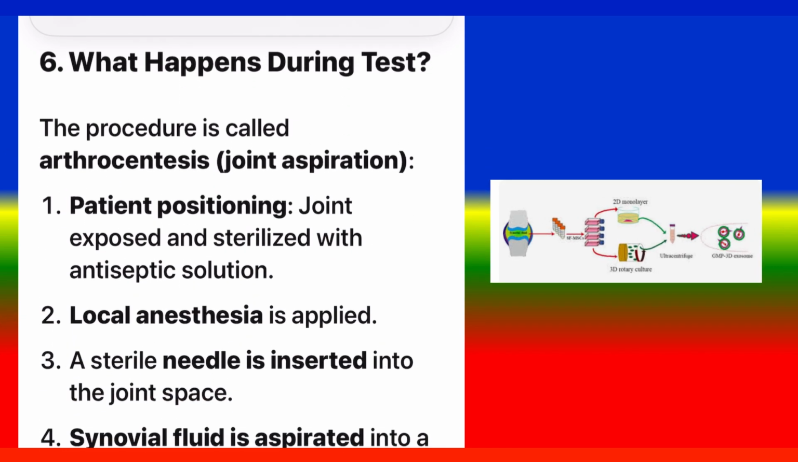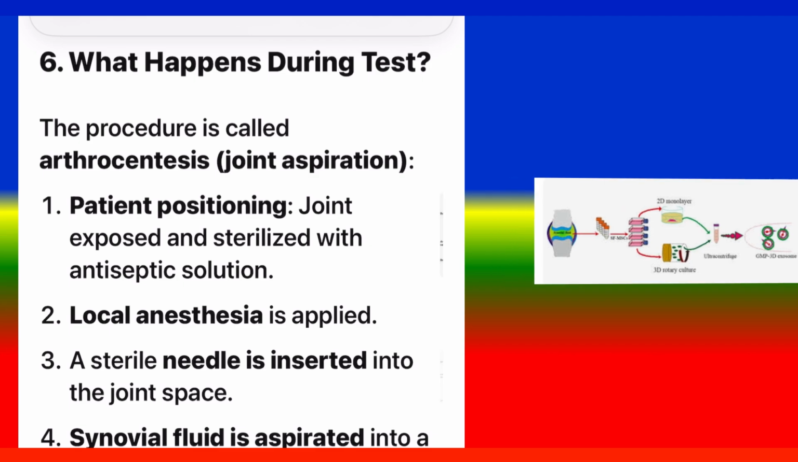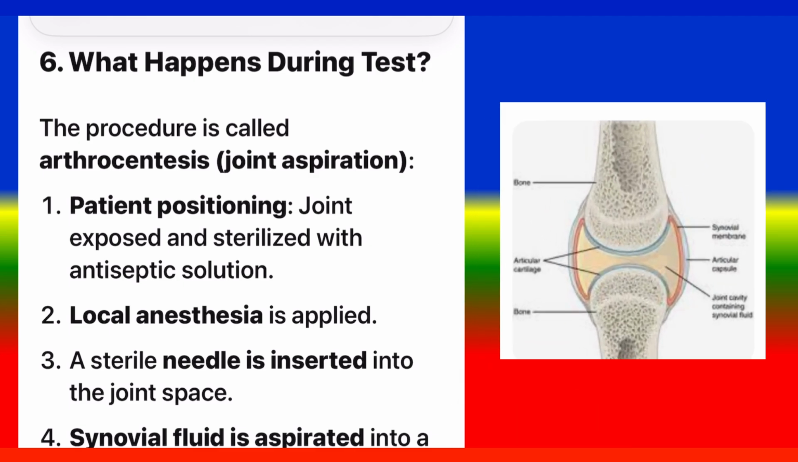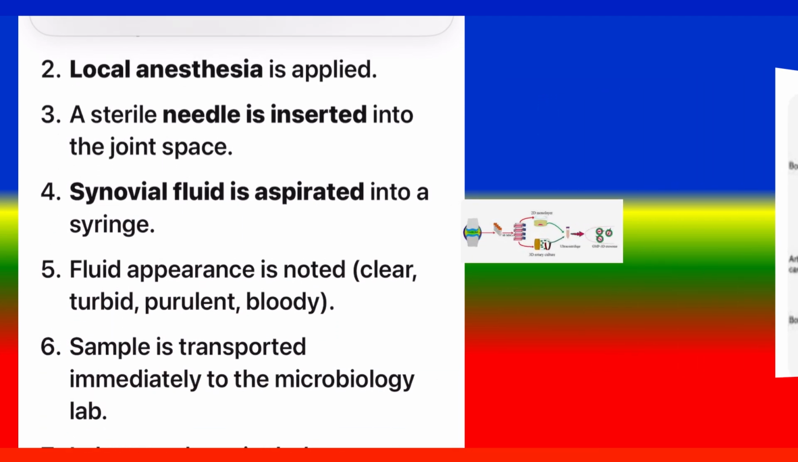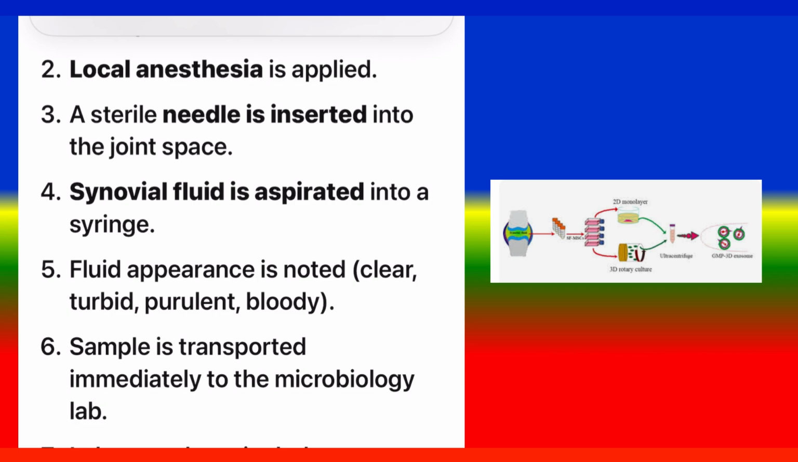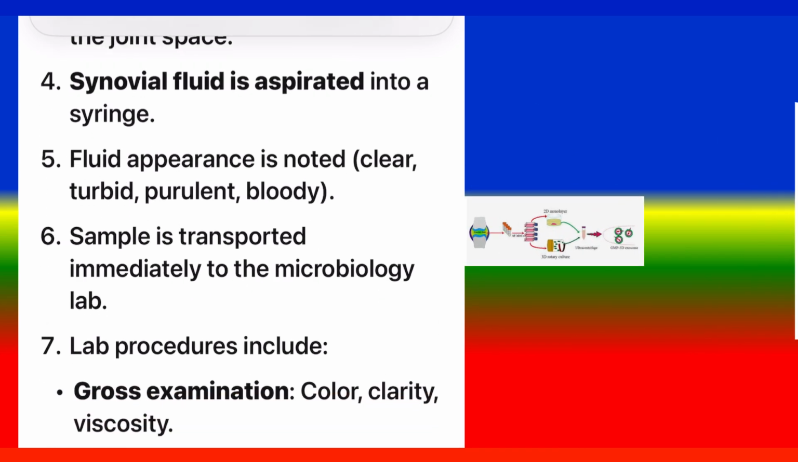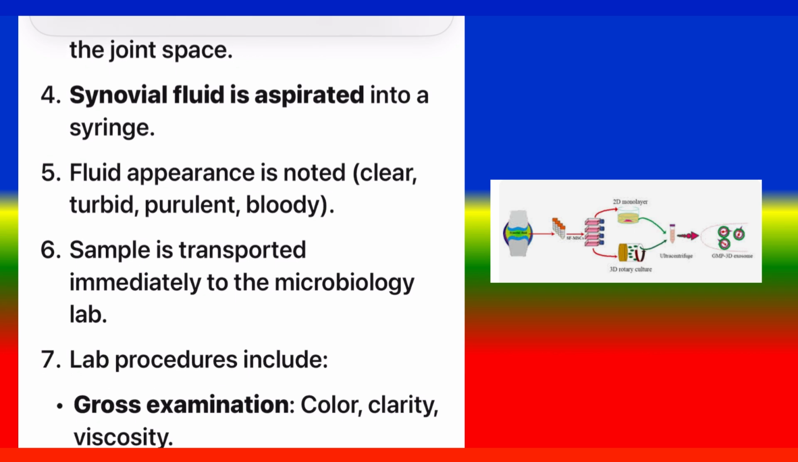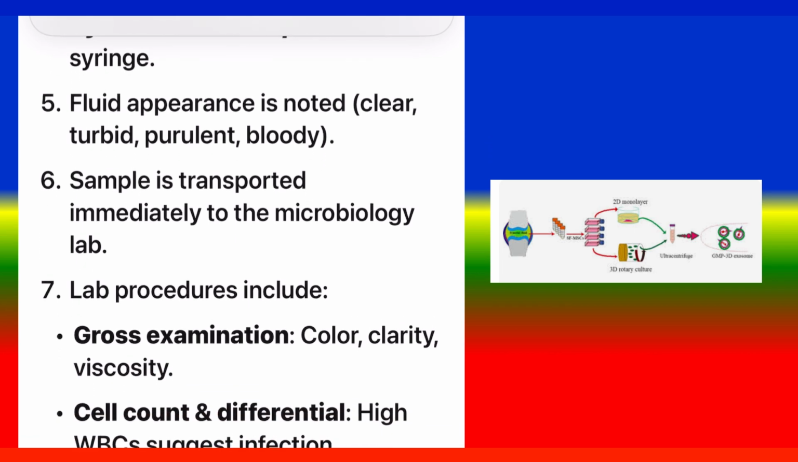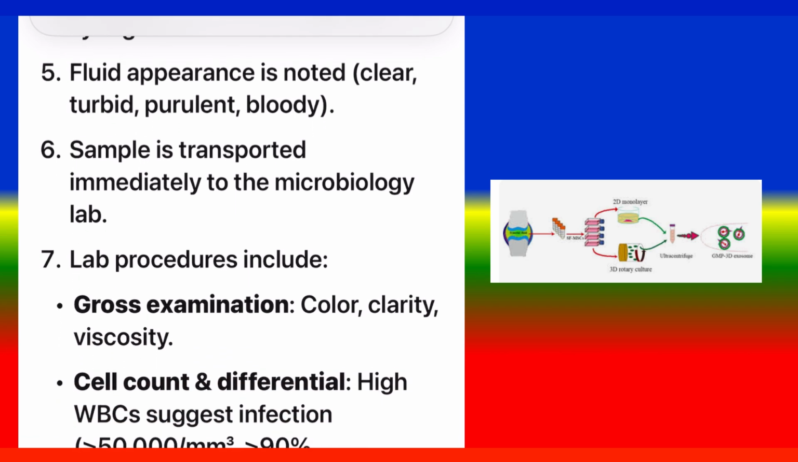6. What happens during the test? The procedure is called arthrocentesis, joint aspiration. 1. Patient positioning. Joint exposed and sterilized with antiseptic solution. 2. Local anesthesia is applied. 3. A sterile needle is inserted into the joint space. 4. Synovial fluid is aspirated into a syringe. 5. Fluid appearance is noted: clear, turbid, purulent, bloody. 6. Sample is transported immediately to the microbiology lab.